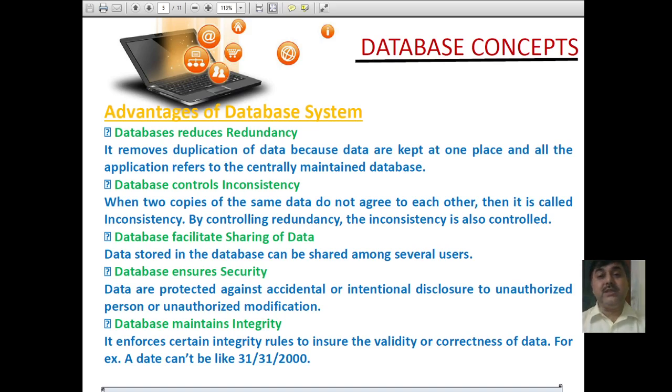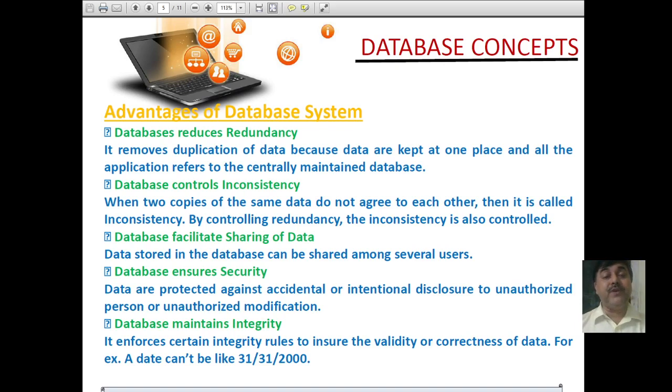This is the concept that we are working on: first and foremost, a database reduces redundancy. Redundancy means the same thing is coming again and again. Duplicate values of the data can be removed. Only one value related to it can be kept.